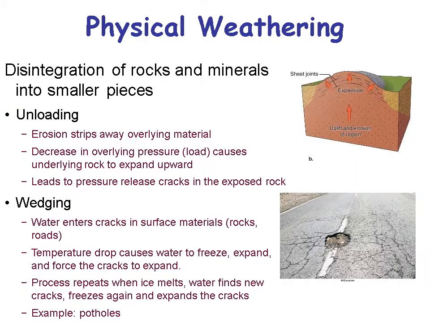Disintegration of rocks and minerals into smaller pieces we call physical weathering. There are 2 important examples here: one's called unloading and one's called wedging. When erosion strips away overlying material, that decrease in overlying pressure lets the underlying rock expand upward, and when it does, it cracks in sheet joints. Those pressure release cracks expose the rocks, and then you can get freezing and thawing and water down in those cracks, and it starts to weather those rocks.